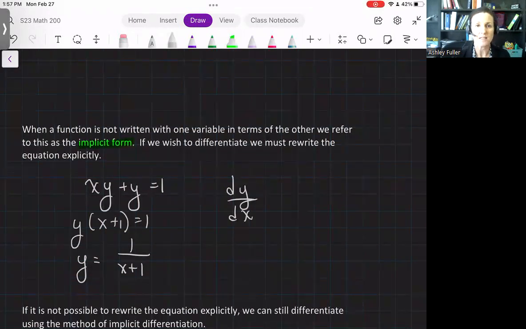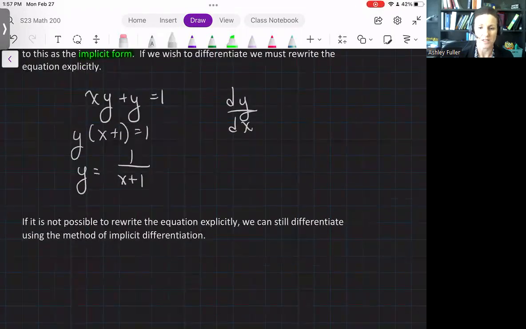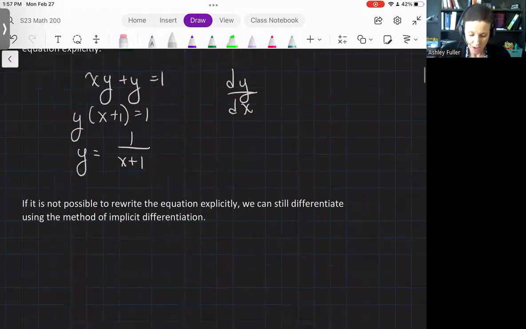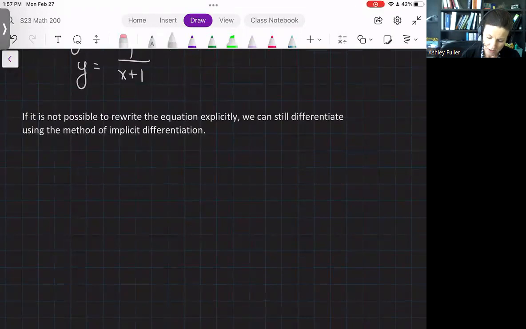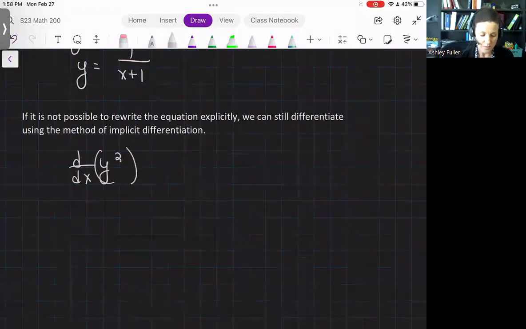However, there are times that it's not possible to write the equation explicitly. If there's a squared term, for example, we don't know whether it's the positive square root when we take it or the negative square root. However, we can use something called implicit differentiation to solve these types of equations. For example, suppose that I wish to find the derivative with respect to x of the function y squared, where y is assumed to be a differentiable function of x.